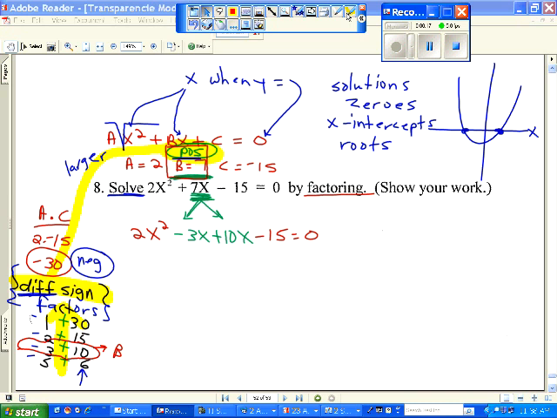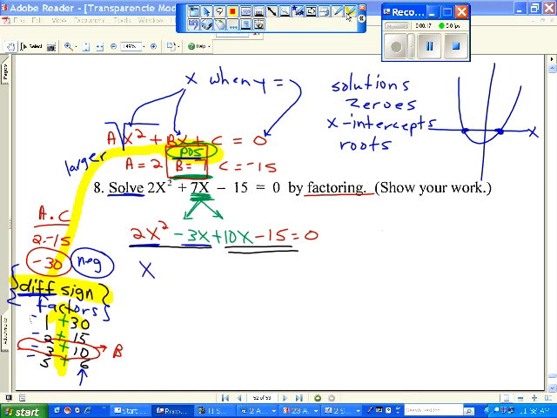Step 5 says factor the left pair in, factor the right pair. We factor out the greatest common factor. The greatest common factor drill's on page 5 and page 213. What's the GCF between 2x squared and 3x?